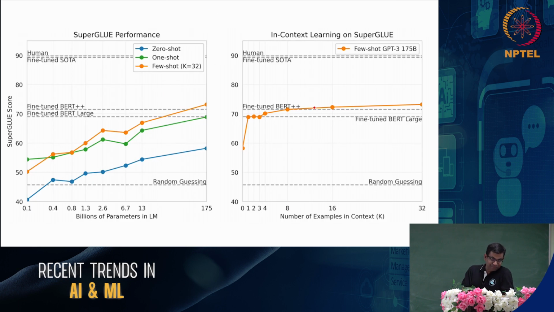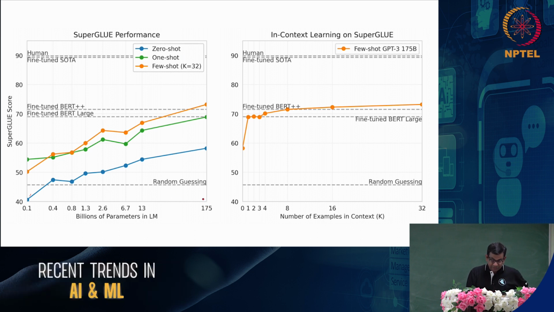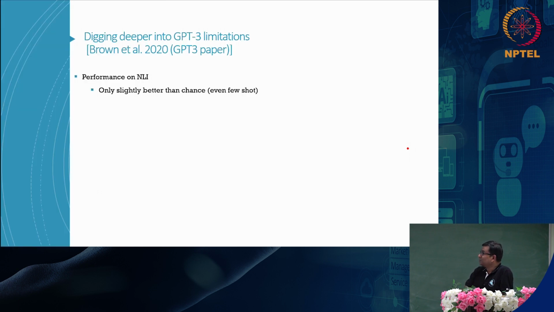Now, there are some other observations. I can skip this one, but what you can see here is that again it's beating the SOTA accuracy, and with 175 billion parameters it's achieving quite good accuracy. On the other side, this is the number of examples: with 32 examples, it's beating many of the state-of-the-art accuracies. So that's how GPT was evolving.